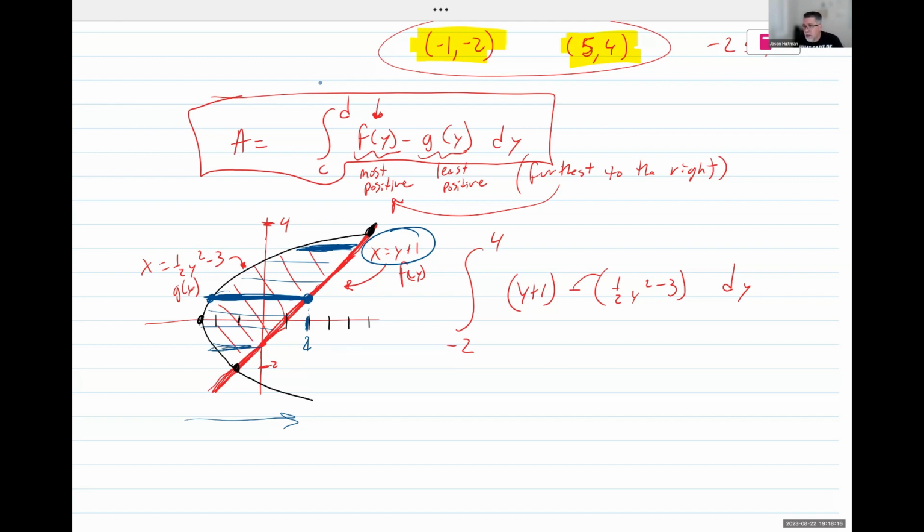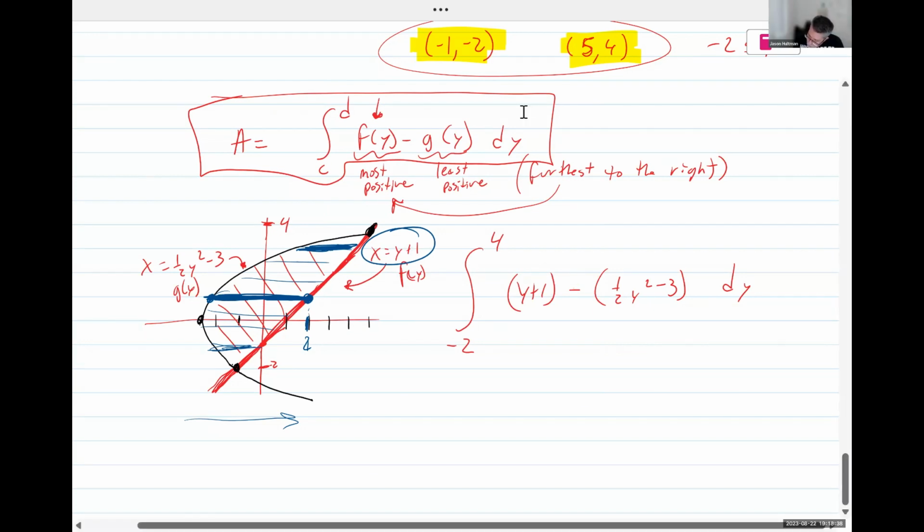I don't know if that helped or if it confused you more, but that's the idea. We want it to be the one on the right, the bigger one. Makes sense. Thank you. Okay, so I'm going to distribute my negative sign.